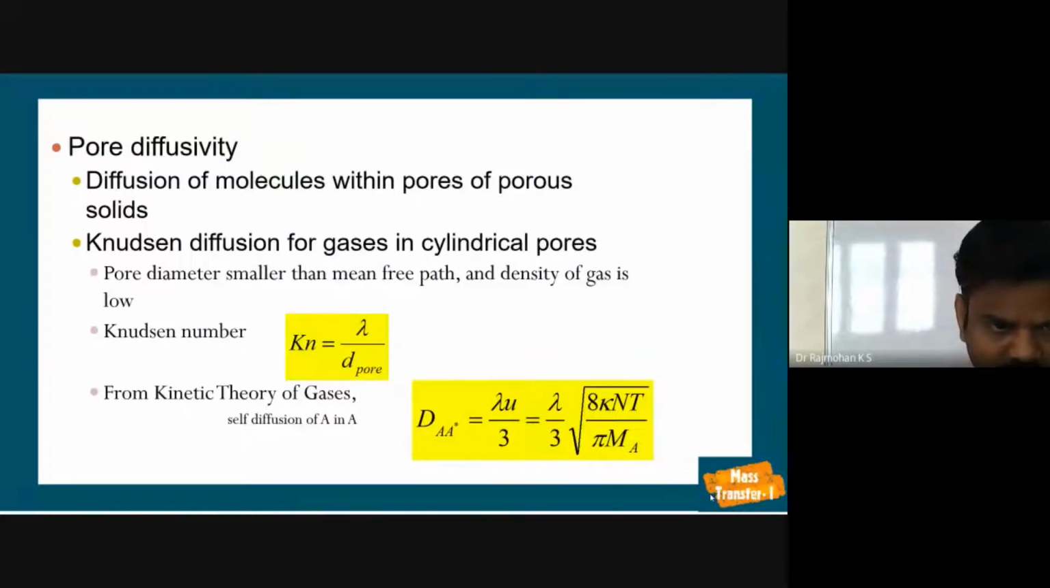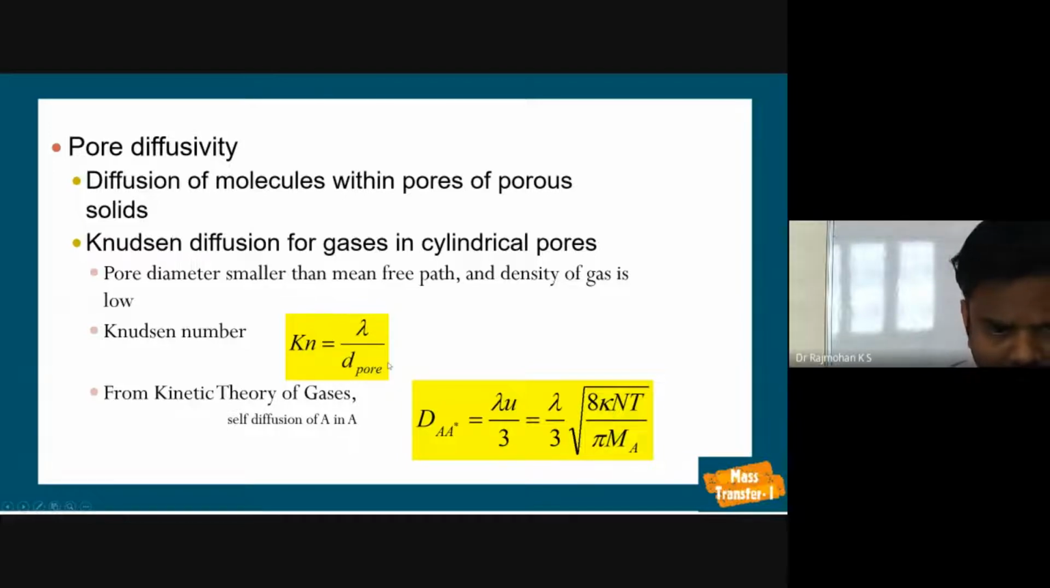Okay, so we have seen diffusion of molecules within the pores of porous solids. We call it pore diffusivity. So we have Knudsen diffusion for gases in a cylindrical pore, when the pore diameter is smaller than the mean free path and when the density of the gas is low. We have this Knudsen number defined. So Knudsen number is lambda by d.